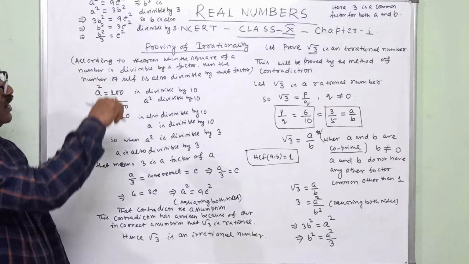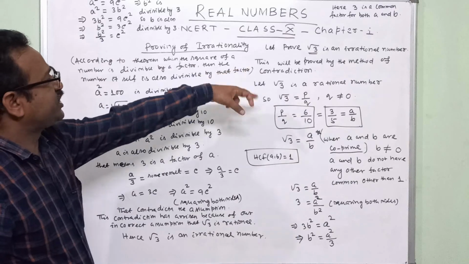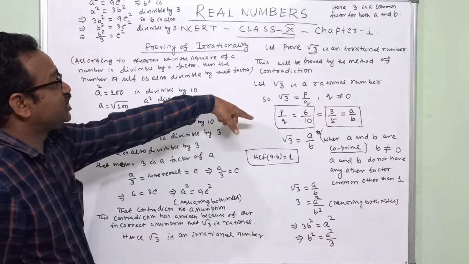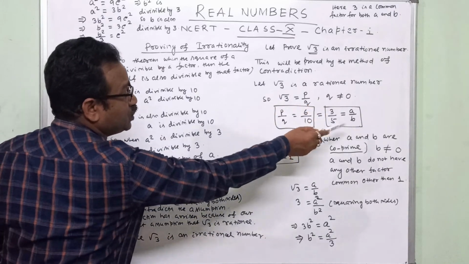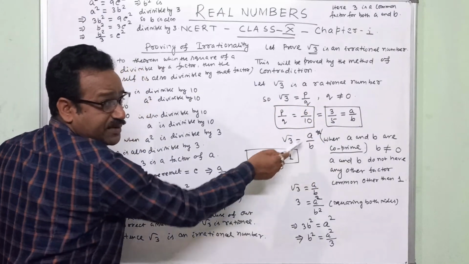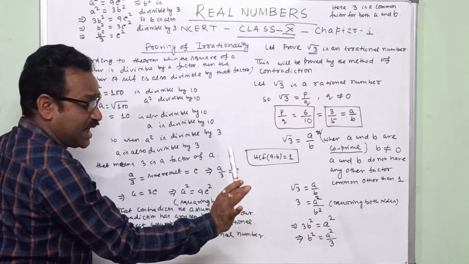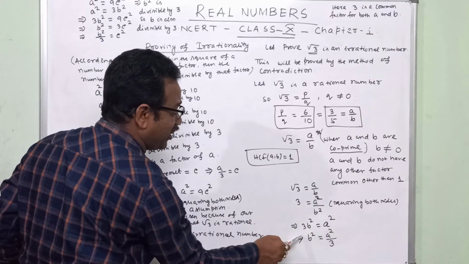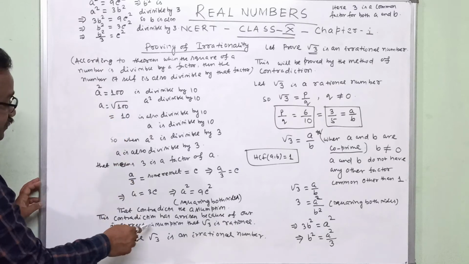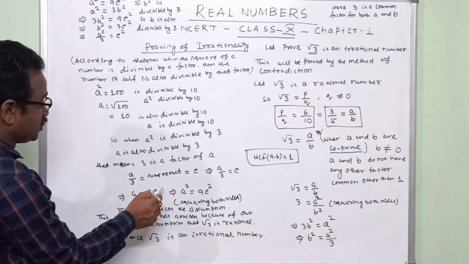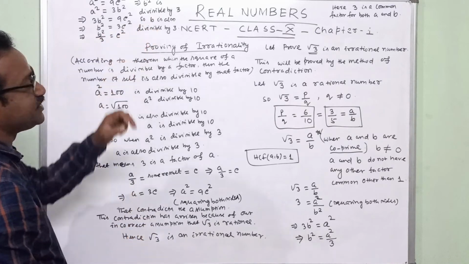Now see, again revisiting. Let root 3 be a rational number. So root 3 is equal to P by Q, Q is not equal to 0. Now P by Q reduced to the form of A by B, A, B are co-prime, and HCF of A, B is equal to 1. Now root 3 is equal to A by B, and so B square is equal to A square by 3, so A is divisible by 3. Now taking A by 3 is equal to C, we are getting B square by 3 is equal to C square, so B square is divisible by 3, B is divisible by 3.